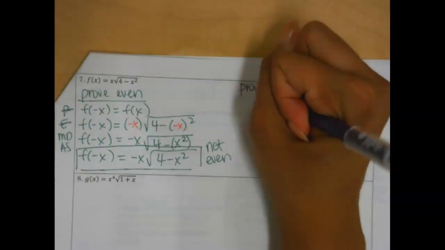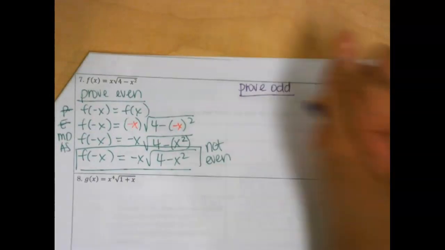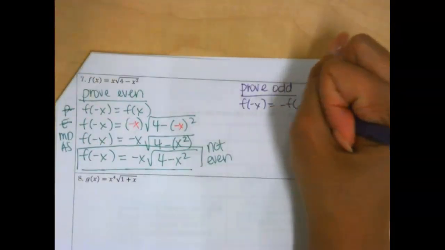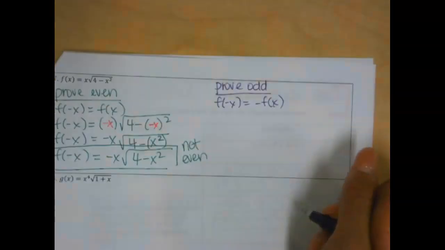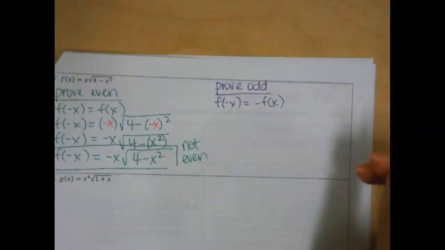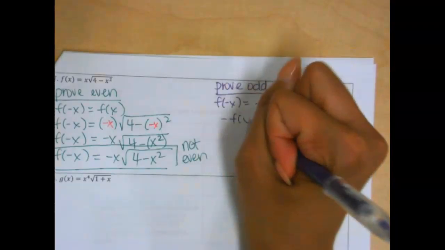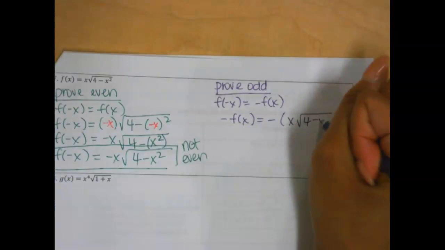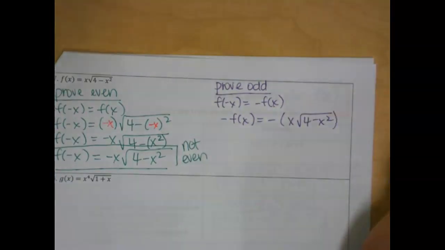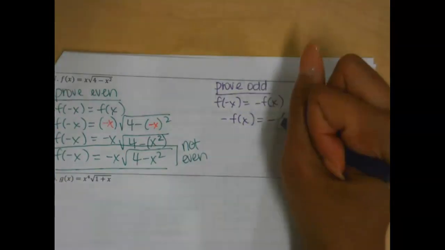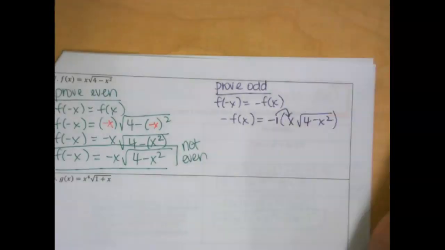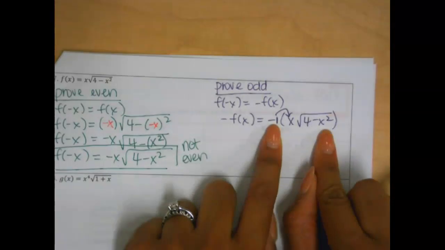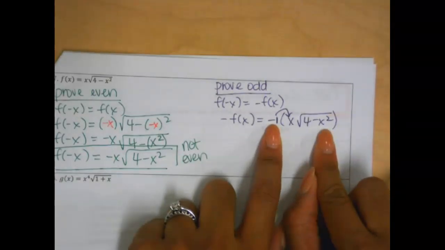Let's prove that this is odd, hopefully. I'm going to prove that f of negative x will equal negative f of x. This is where I'm worried about your Algebra 1 skills. I know for sure I need to distribute this negative 1 to the x. I know that for sure. Can I distribute this negative 1 to the 4 and the x squared inside? Annie, why not?